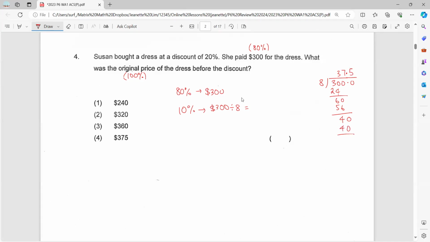Okay, so section A, no calculator. You have to do a long division. So we have $37.50. Original price, 100%. At this point, take note, you're not multiplying by 100. You're only multiplying by 10. That's if you have found 10%. If you found 1%, then you multiply by 100. So $37.50 times 10. $375 is the answer. So option 4.